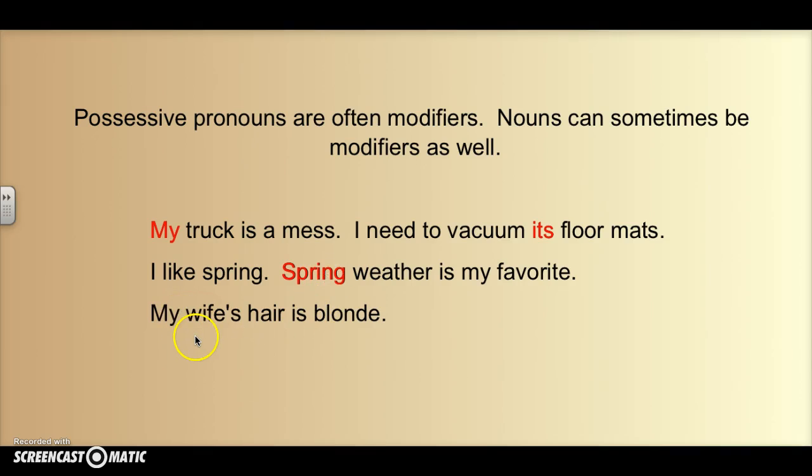Now this is a good example. My wife's hair is blonde. Wife's is a possessive noun, and it's modifying hair. Whose hair? My wife's hair. And then my is further clarifying wife, so it's actually modifying a modifier, in this case because it is a possessive noun.